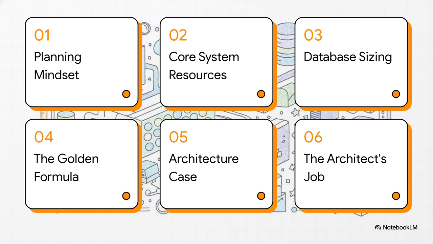Here is our roadmap for today. We'll be walking through the exact chronological journey an architect takes, so we'll cover the capacity planning mindset, calculating core resources, database sizing, the golden planning formula, a real-world architecture case, and finally, what an architect's true job actually is.